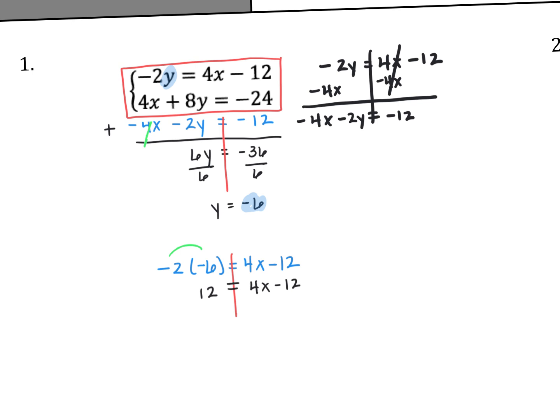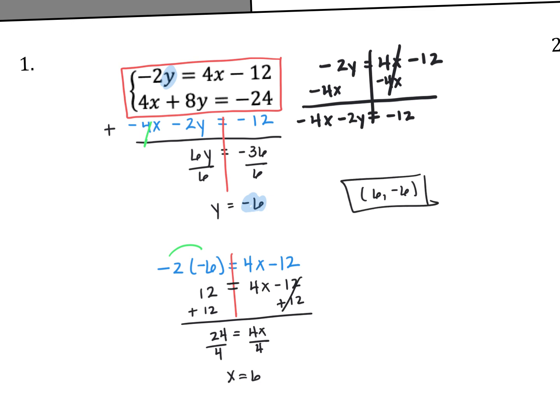Okay, I want to get my x by itself, so I'm going to add 12. Add 12. So I get 24 equals 4x. To get that x by itself, I'm going to divide by 4 and divide by 4, and I get x equals 6. So my ordered pair is going to be 6, -6. So this is what we're looking for as our final answer.